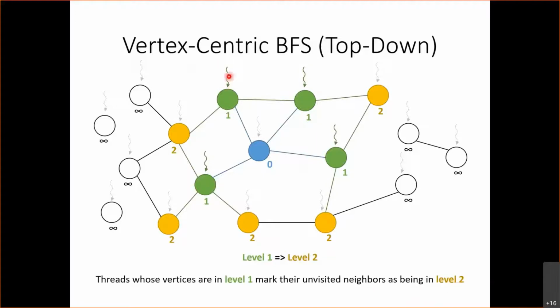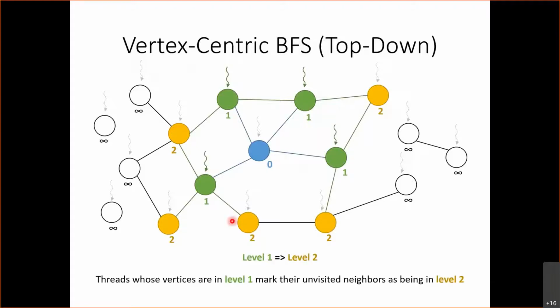So this thread here is going to go through its neighbors. This neighbor is not visited, so it marks it as level 2. This neighbor is already visited, so it doesn't do anything. This neighbor is already visited, so it doesn't do anything. This thread over here is going to look at this neighbor, and mark it as level 2 because it hasn't been visited. It's going to look at this neighbor, mark it as level 2. It's going to look at this neighbor and mark it as level 2. By the way, these 2 threads both find this neighbor and label it as level 2, but that's okay. As long as one of them finds it, that's fine. That's not a problem.